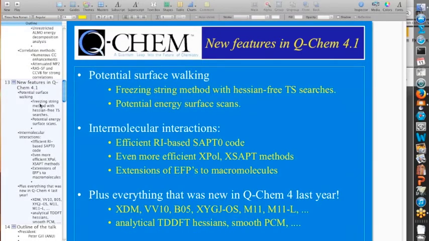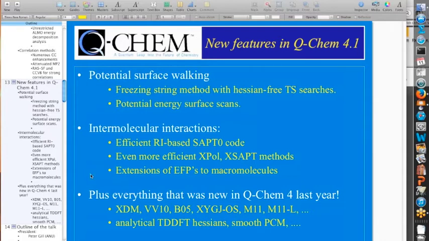Okay, so then in terms of potential surface walking methods, there are two new things in Q-Chem 4.1. The first is an upgrade to our freezing string method, which, if you don't know about it, you'll learn a little bit about further on in the talk. It can now be done as a way to initiate searches for transition structures with minimal human effort and no Hessians required. So this is very useful for large molecules. And then we also have potential energy surface scan capabilities that are new.